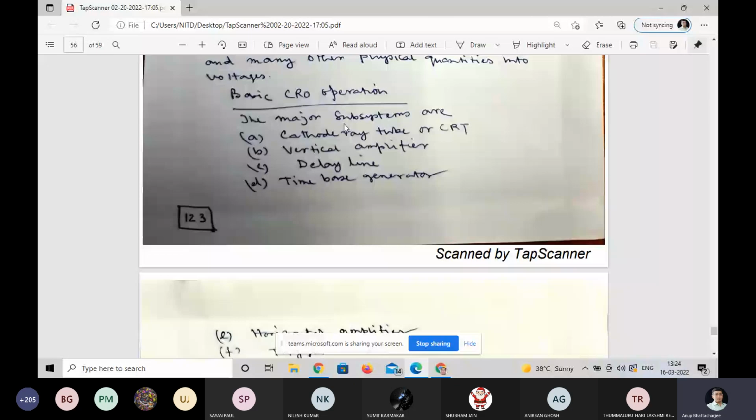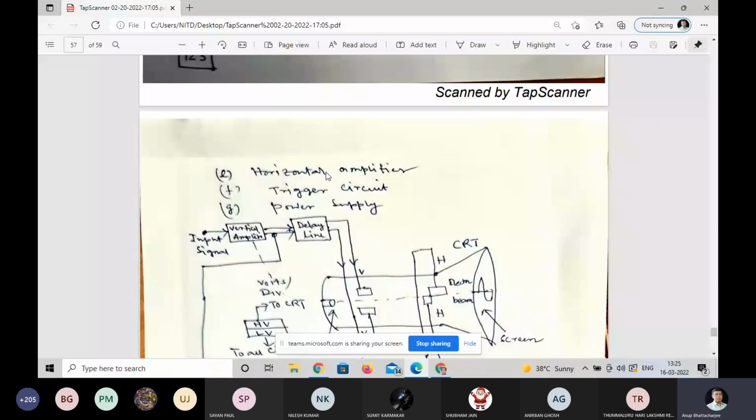But what are the things you will see? The major subsystems are the cathode ray tube. Do you know this? In a CRO, the CRT is present. Students, you know? Yes, sir. No, sir, don't know the internals. Okay, so this is a question: what are the major subsystems of a CRO? Your answer should be: one, cathode ray tube or CRT; second, vertical amplifier; C, delay line; D, time-base generator; E, horizontal amplifier; F, trigger circuit; G, power supply.